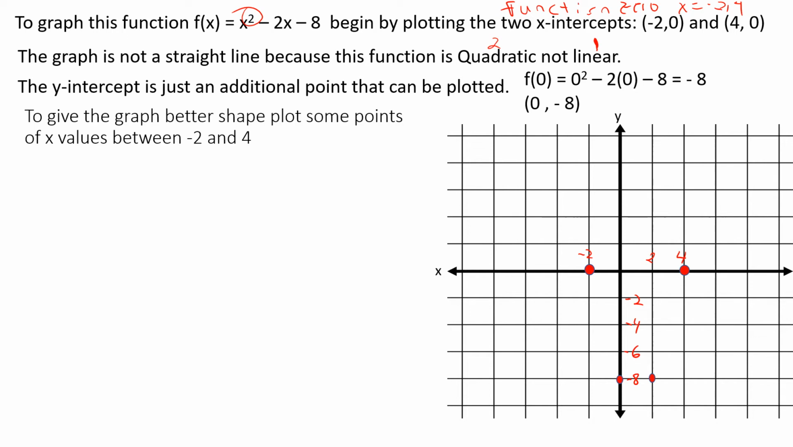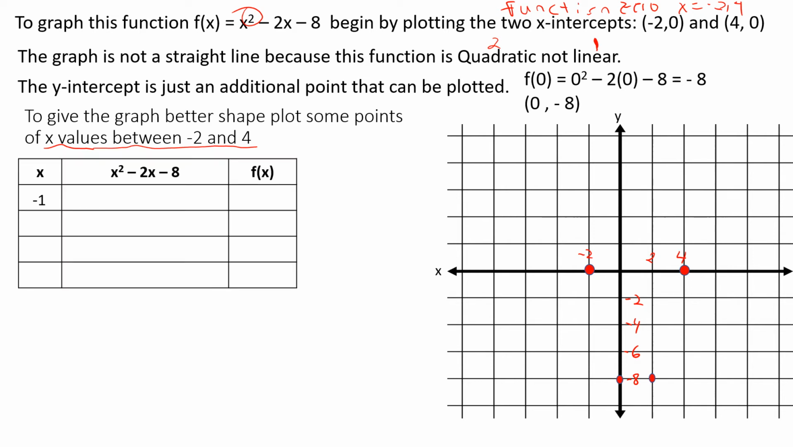To give the graph better shape, we're going to plot some other points by just plugging in some x values. Remember, when we were graphing before, you could randomly put in numbers for x, solve for y and graph them. But we want to choose x values that are between -2 and 4. So what numbers are between -2 and 4? Well, -1 is between -2 and 4. 1 is between that, 2 is between that, and 3 is between that. So here are some x values that I'm going to go ahead and solve for.